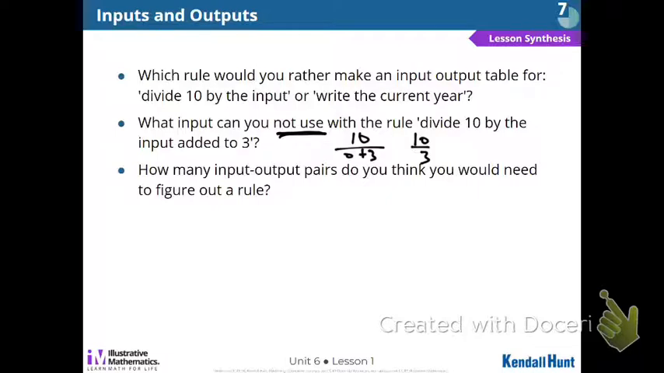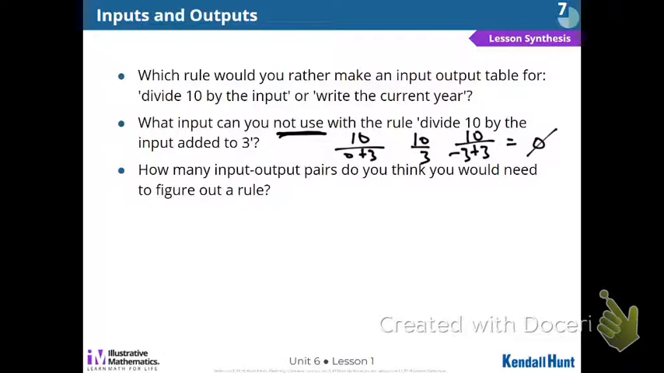Who's got another guess? Let's try it. 10 divided by -3 plus 3 is no answer. Because what did that do to the denominator? It slapped that 0 up in there. Can we divide by 0? No.